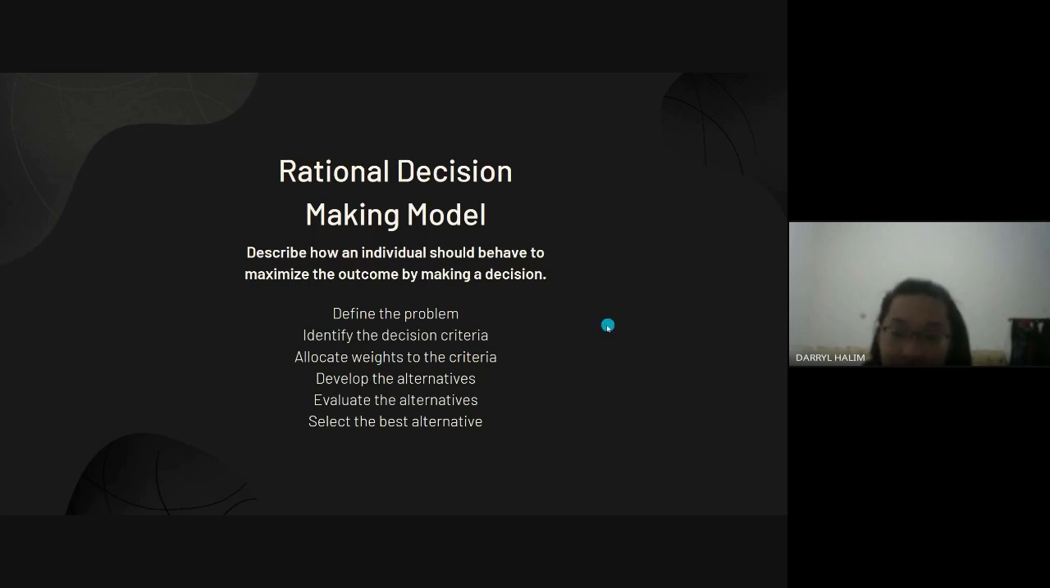Second, we identify the criteria. How much budget is it? Maybe $5 million, $10 million. And then we allocate weights to the criteria. And then maybe creating one decision is not enough. Therefore, we must make other options. We develop alternatives, we evaluate those alternatives, and then we select the best one.